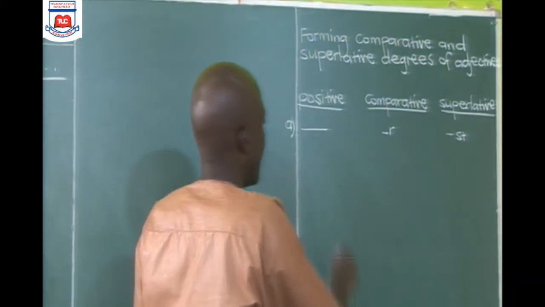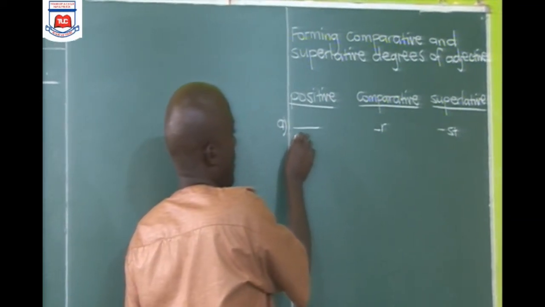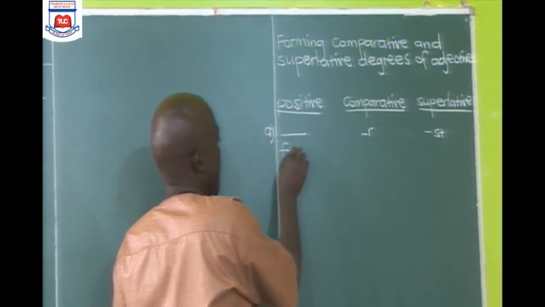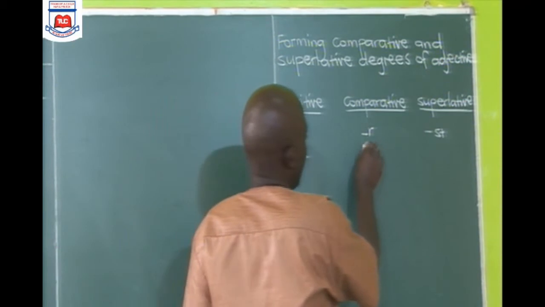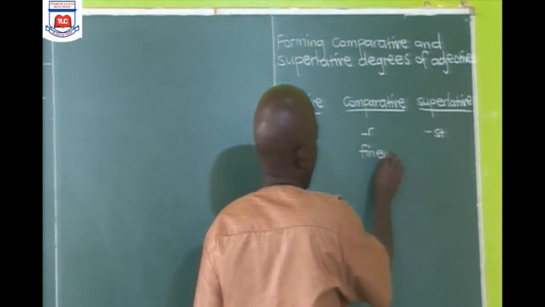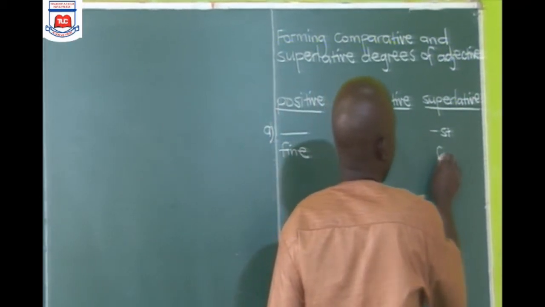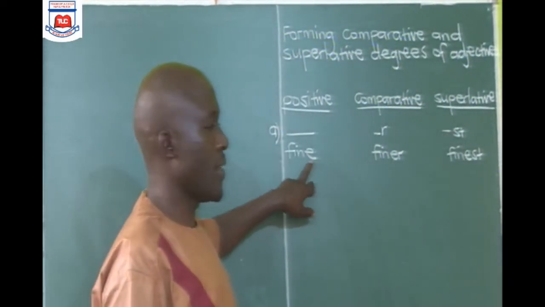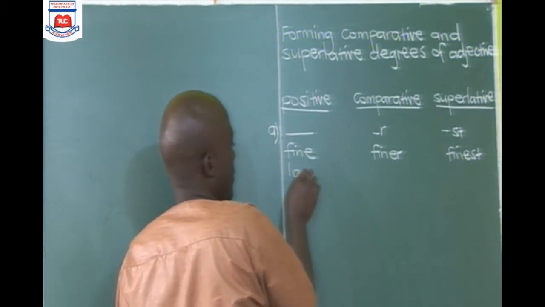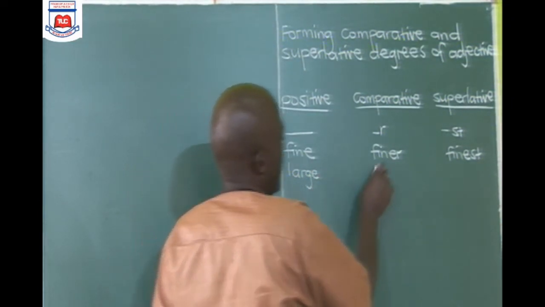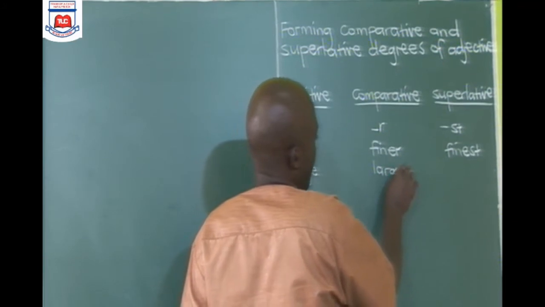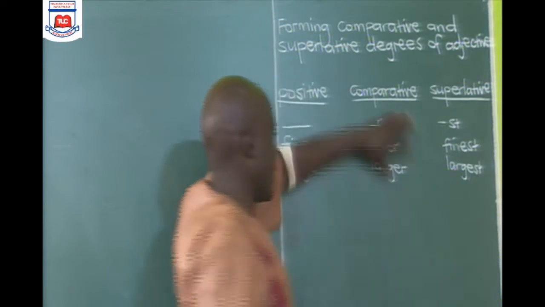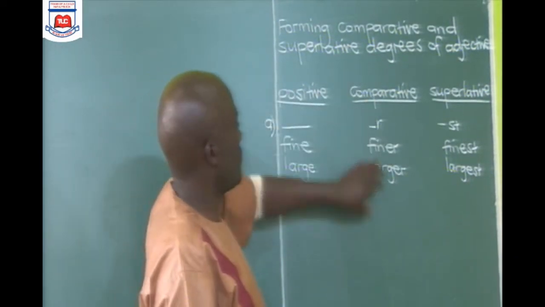The examples of such can be fine, which becomes finer, then finest, because those adjectives end in E. Another example we can give here is large, then we have larger, and on the other side we have largest.